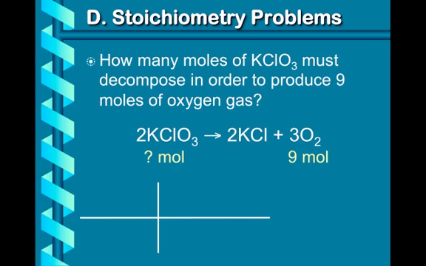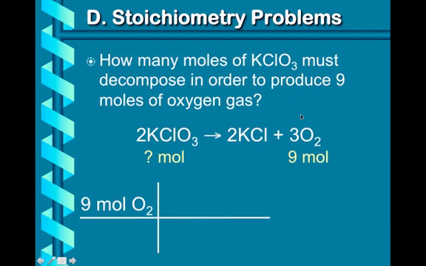Third step in solving a stoichiometry problem is to set up our conversions. And when we set up our conversions, we always start off with what we know. And we know that we have 9 moles of oxygen gas. Now, the second thing we need to do is go from moles of oxygen gas to our unknown, which is moles of potassium chlorate. In order to go from moles of one substance to moles of another, we must use our mole ratio. We get our mole ratio from our balanced chemical equation.